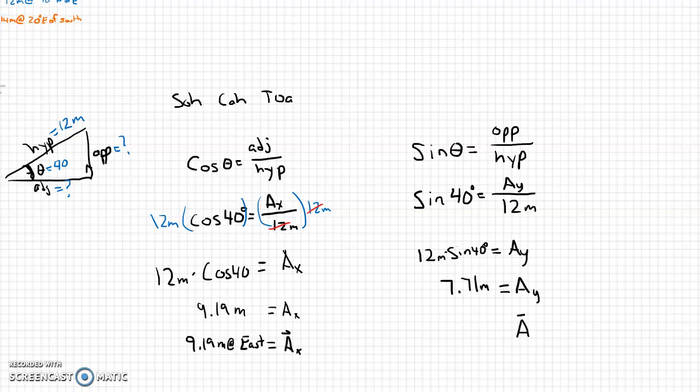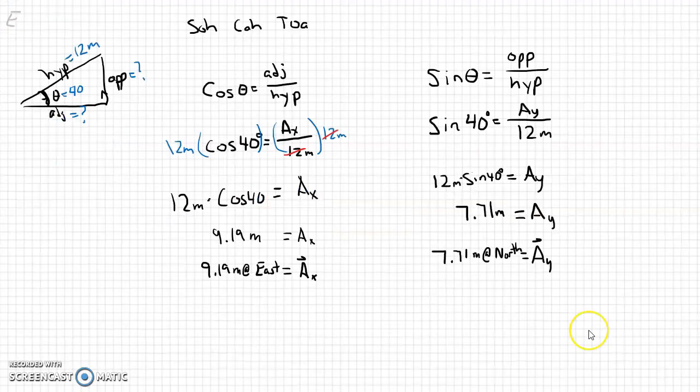And as always, if I want to actually talk about the component here as a vector, which it truly is, then I would need to include its direction as well. So that's 7.71 meters at a direction of north. So the end result, if we're asked to find the components of this vector A, the components again are vectors, so the x component would be 9.19 meters east, and the y component is going to be 7.71 meters north.